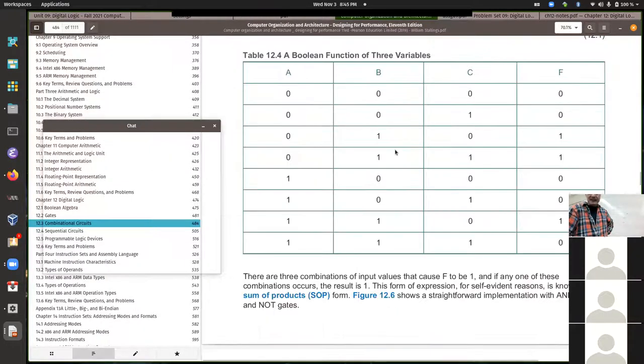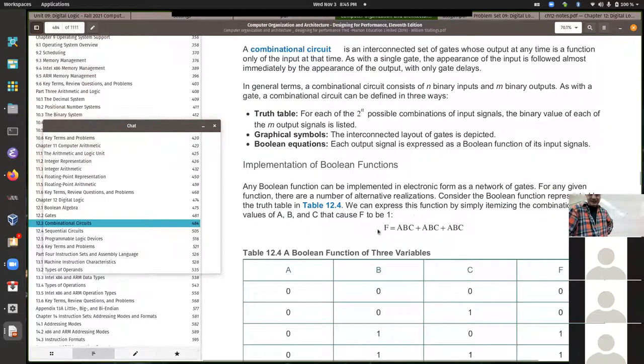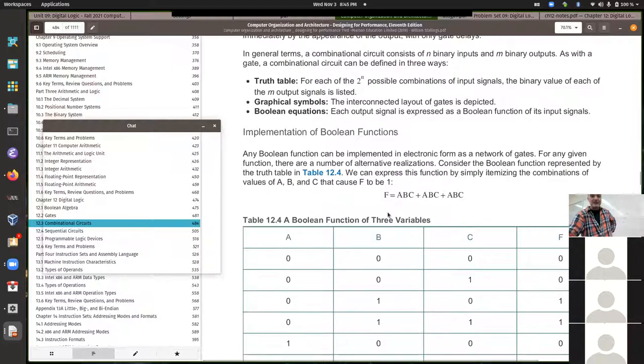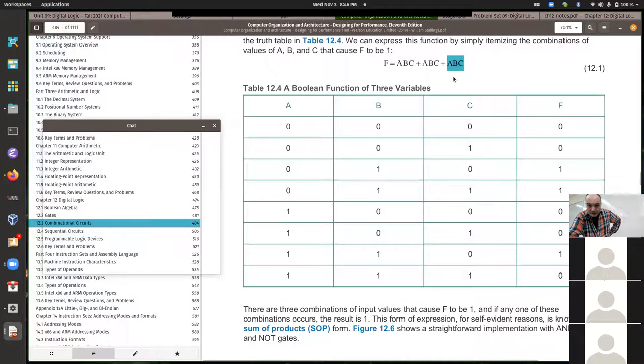The basic idea is that, again, it's kind of hard to see here. So the output for this example from our textbook is only supposed to be the sum of products. F is true when A, B, and C are true, or when just in three cases. So F should be true.